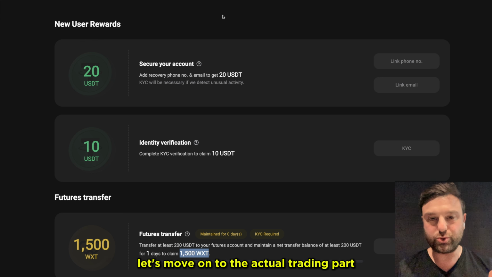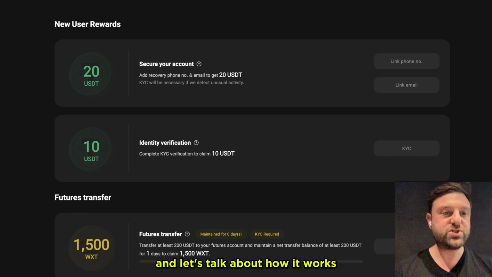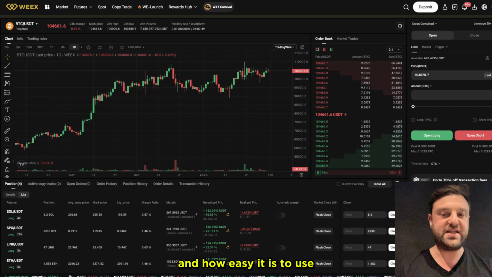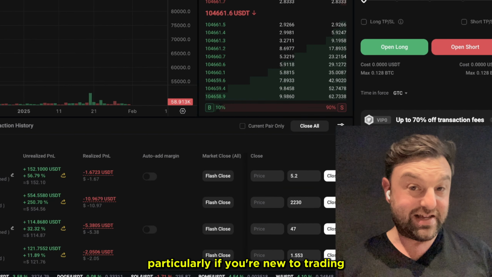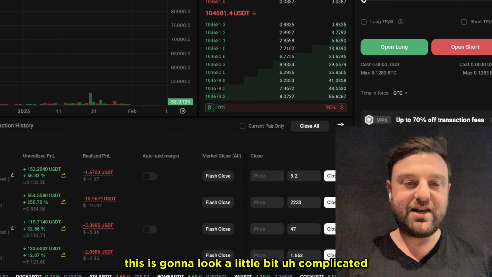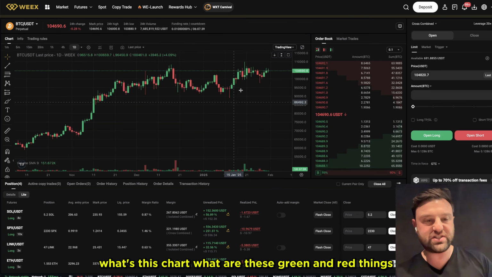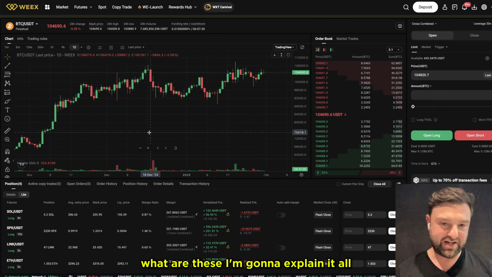Let's move on to the actual trading part now that you're signed up or you're going to sign up, and let's talk about how it works and how easy it is to use. At first glance, particularly if you're new to trading, if you're a beginner, this is going to look a little bit complicated. What's this chart? What are these green and red things? I'm going to explain it all.